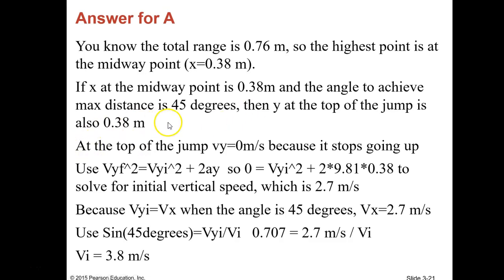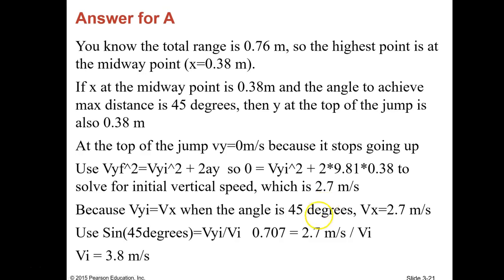So we know that this holds true. 0.38 meters in and 45 degrees, which means that the vertical is about that same height. We can use our kinematic equation: Vy final squared is equal to Vy initial squared plus 2ay. Our Vy final is 0 at the very top of the jump. So we can rearrange and solve for Vy initial, which is 2.7 meters per second.